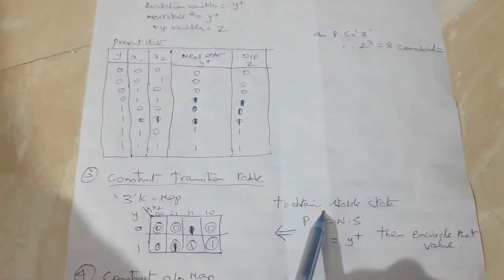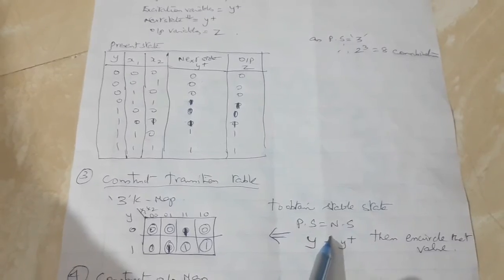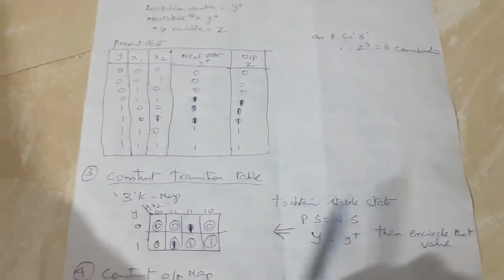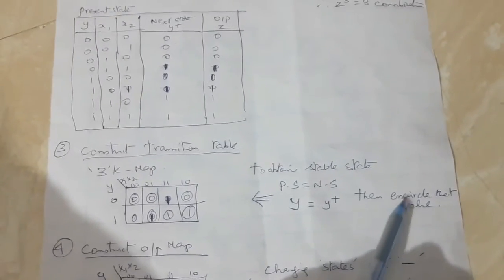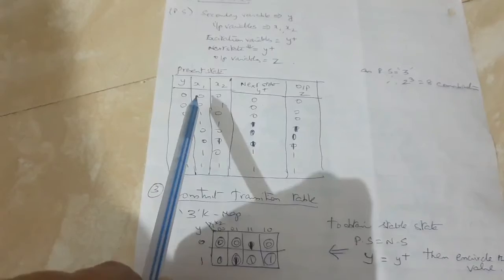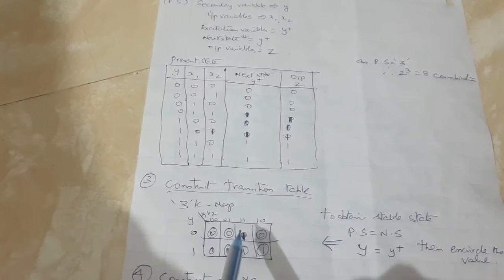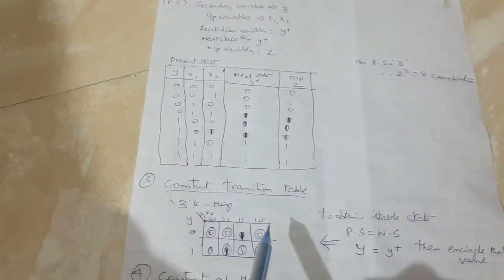So, once you satisfy this condition, present state is equal to next state, it is a stable condition. It is indicated by encircling the variable. So, first condition, see here 0, 0, both are equal, and therefore, for this minterm 0, it is a stable state. It is encircled. Similarly, the second is stable. So you can find the second one also stable.